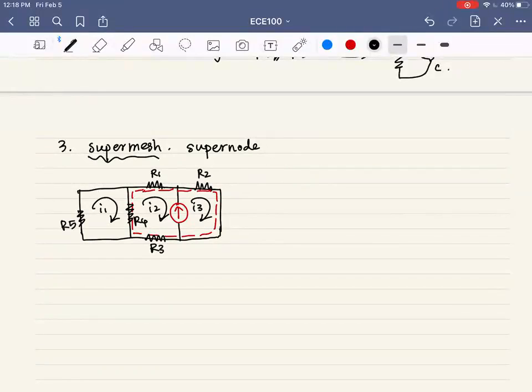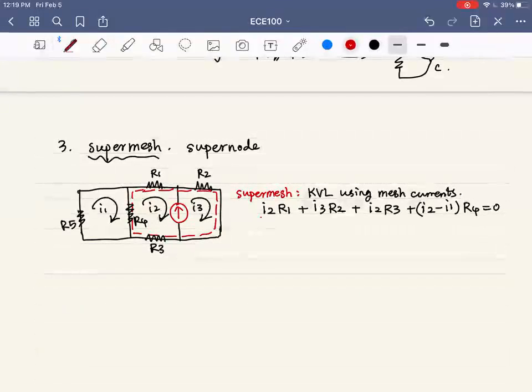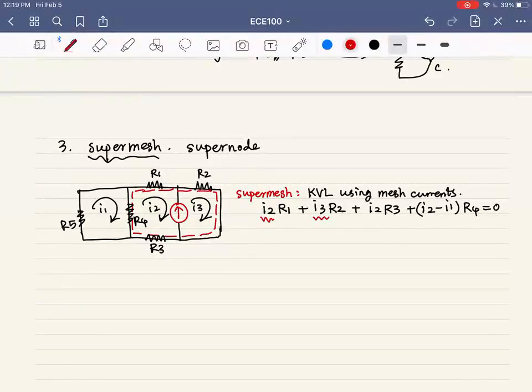When we try to write down the equation of the supermesh, we need to know that we are still representing the KVL using mesh currents. So here, we keep the I2 and I3. Okay? So in the supermesh, we keep the original variables instead of naming a new supermesh current.